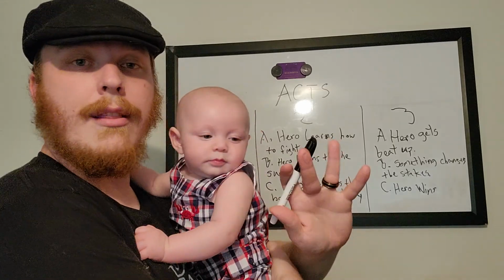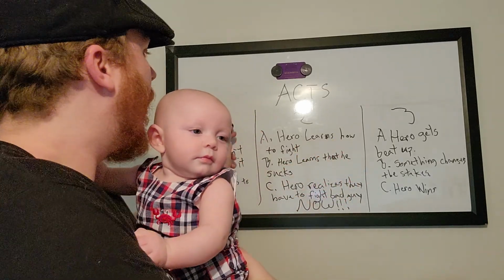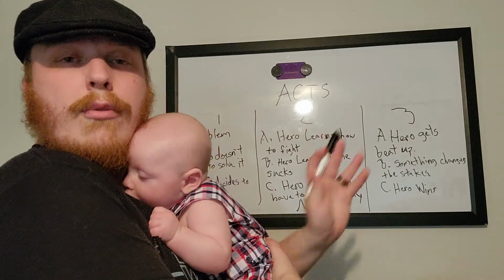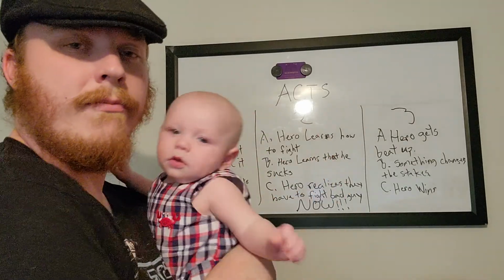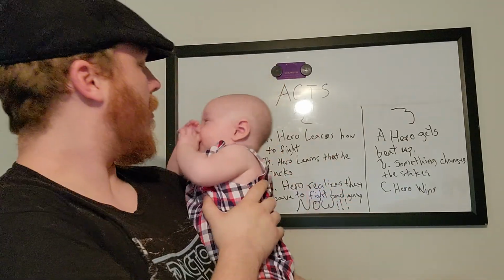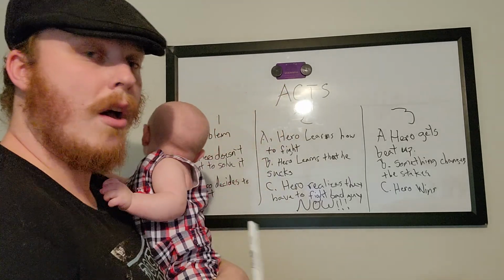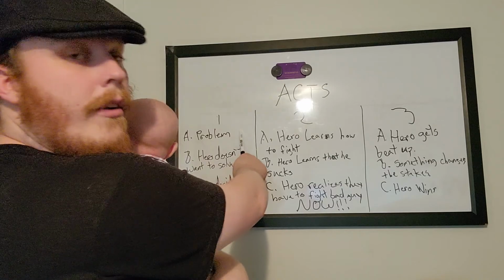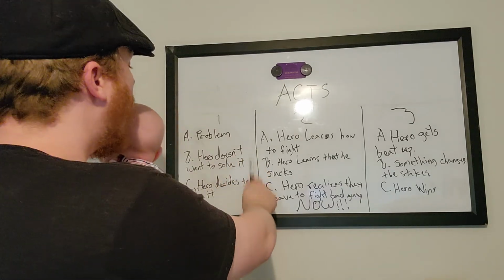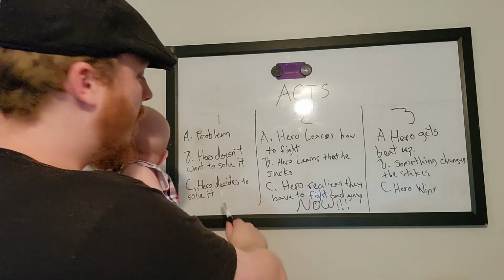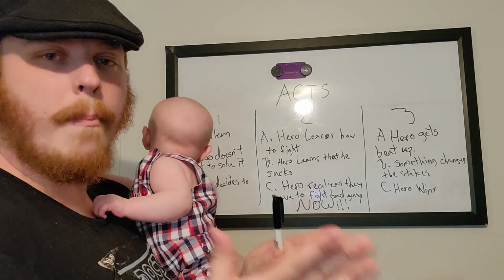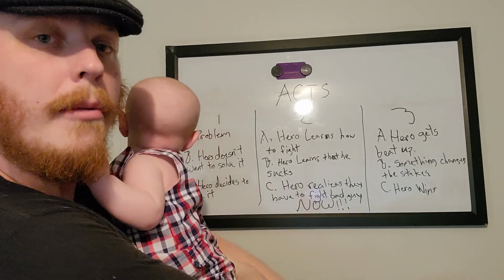Now, the hero's journey is typically broken up into 3 acts. Those 3 acts all have 3 parts. Now, real short, Teddy. Real short, those 3 parts are Act 1. You have a problem. The hero doesn't want to solve the problem. Something happens, they decide they have to solve the problem.